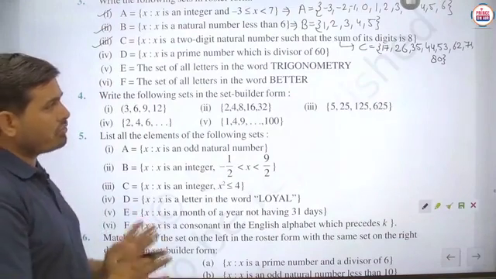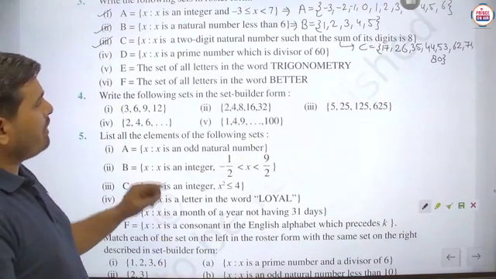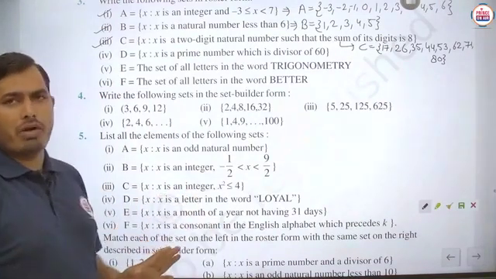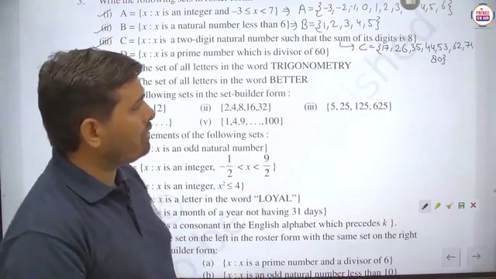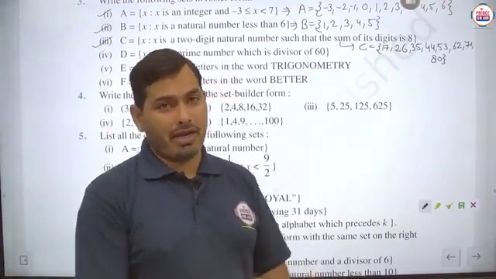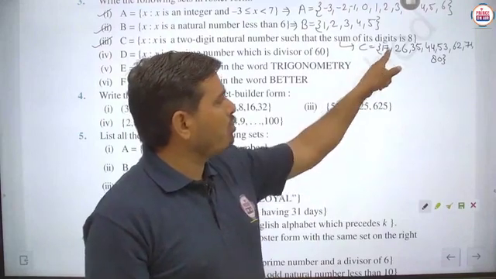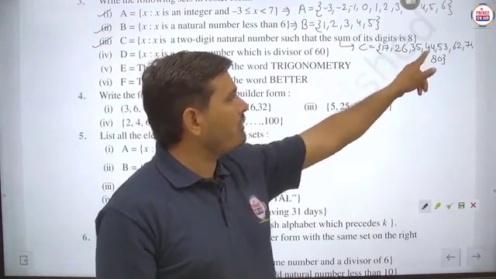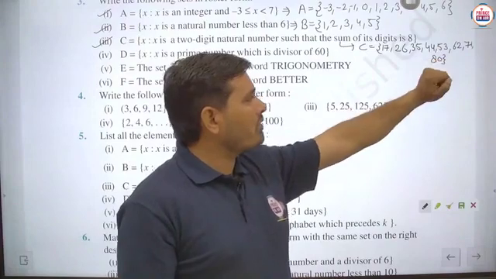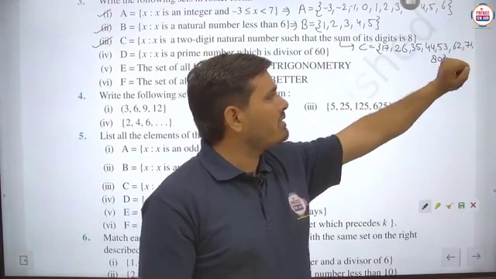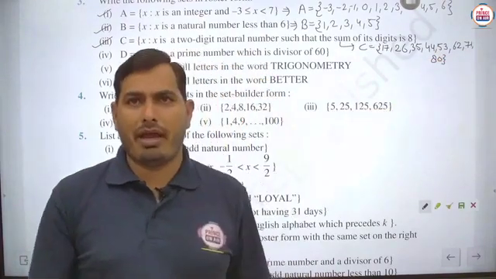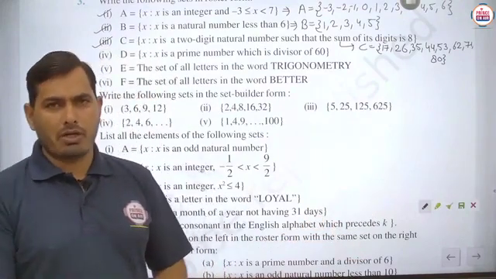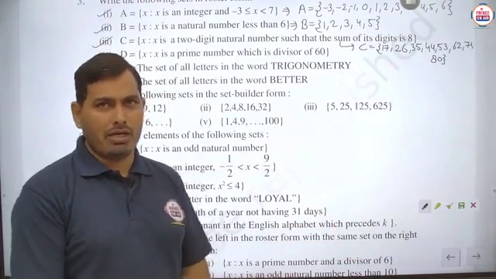So in this question, student, we just have to see the basic part: we take 2-digit natural numbers, and we take those whose sum of digits is 8. So here 1 plus 7 is 8, 2 plus 6 is 8, 3 plus 5 is 8, 4 plus 4 is 8, 5 plus 3 is 8, 6 plus 2 is 8, 7 plus 1 is 8, and 8 plus 0 is again 8. So this is the proper answer to this question. You can just check here. Is it clear?